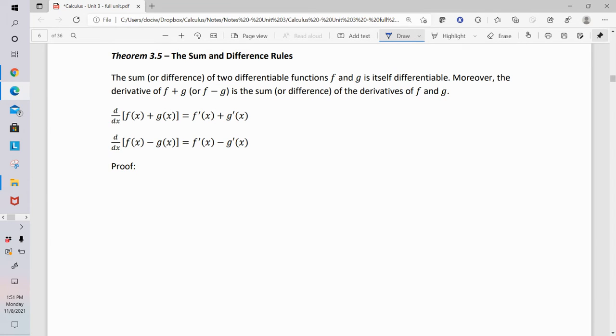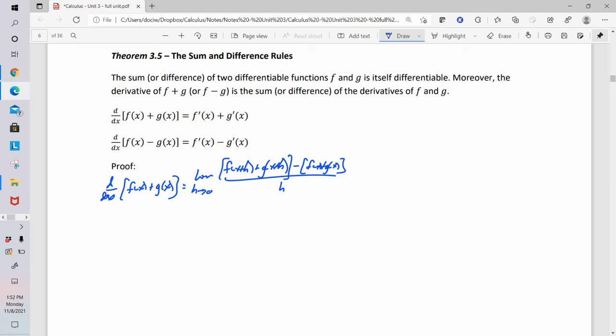So let's look at the sum and difference rules for finding the derivative. To find the derivative of f of x plus g of x, remember the definition of the derivative says that it is the limit as h approaches 0 of f of x plus h plus g of x plus h minus f of x plus g of x, all divided by h.